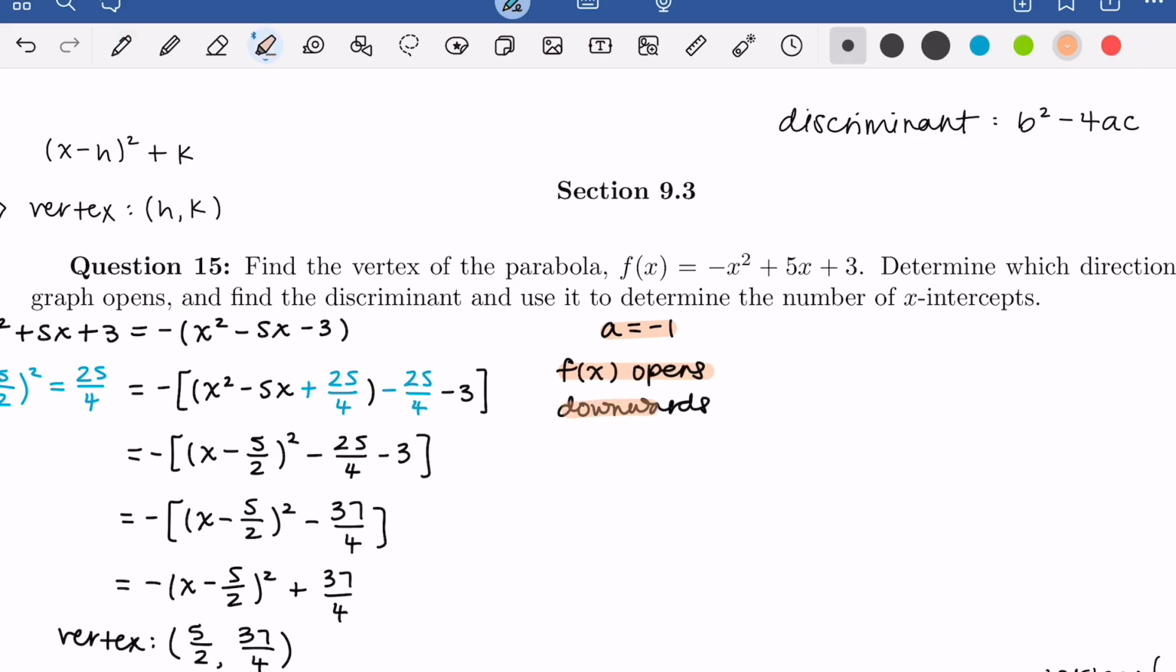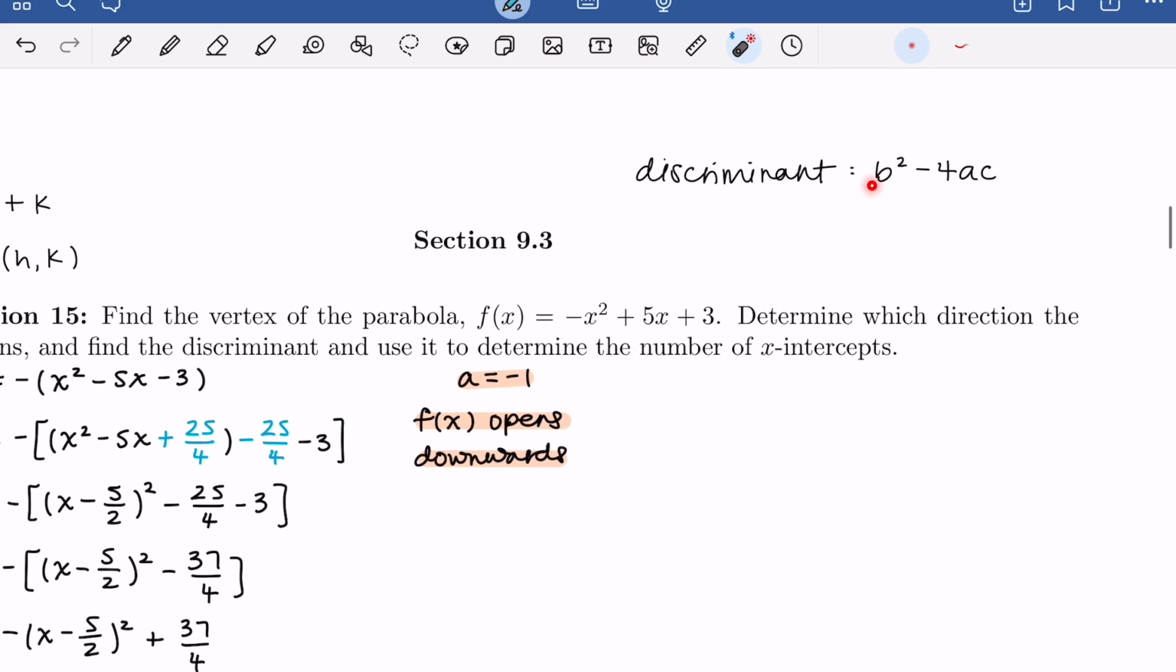All right. Now the last part of this question here is we want to find the discriminant and use it to determine the number of x-intercepts. So if you remember from the textbook, if the discriminant is positive, the parabola is going to have 2 x-intercepts. If it's 0, there's only going to be 1 x-intercept, and if the discriminant is negative, there's going to be no x-intercepts.